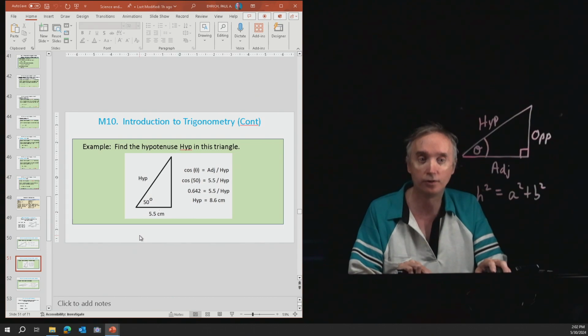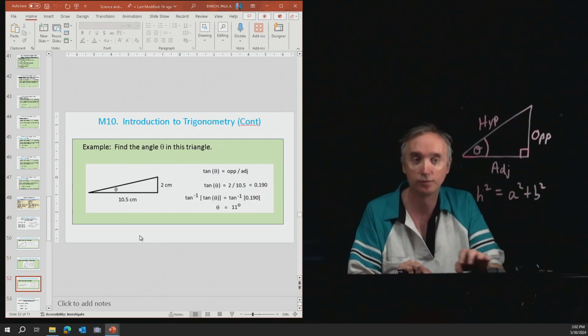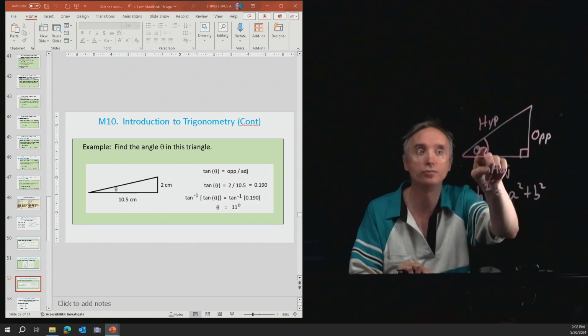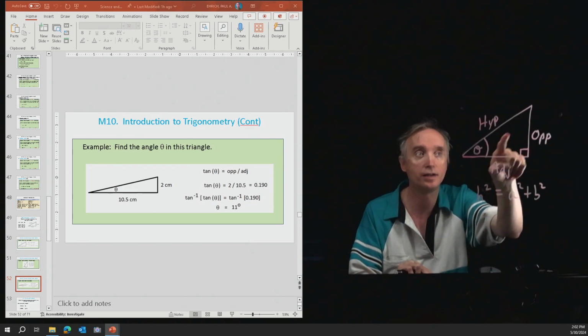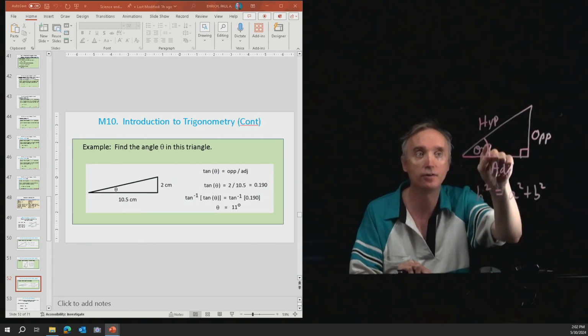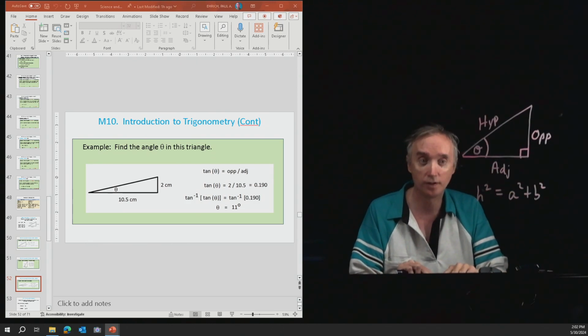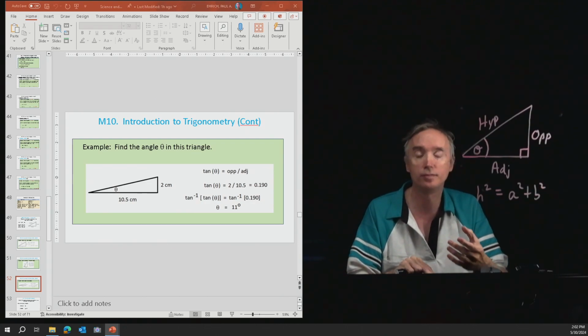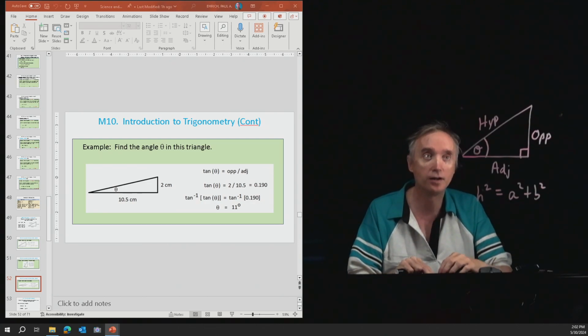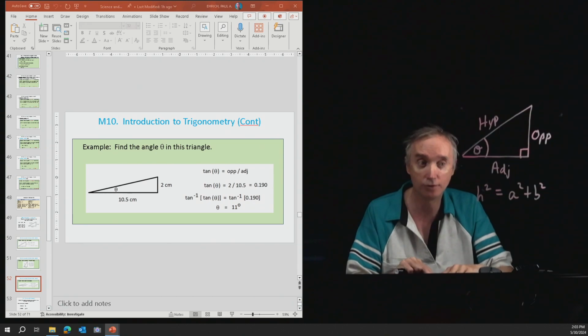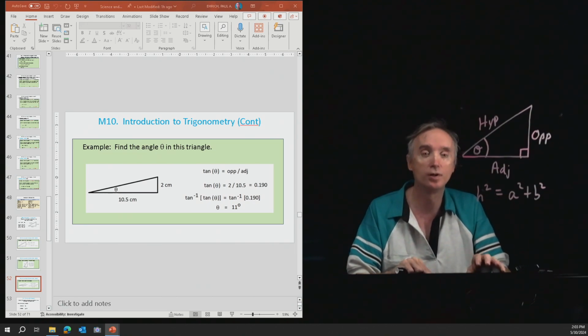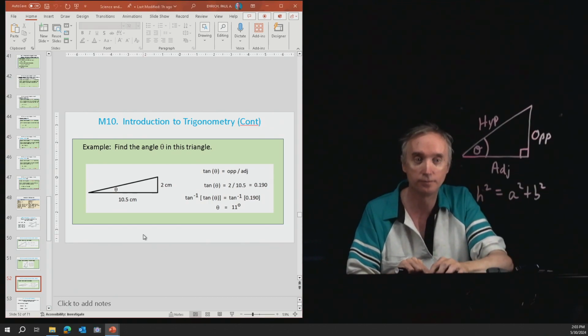All right, for our final example, let's go to this one. And now we don't know the angle, but we do know these 2 sides. And the goal is to figure out the missing angle. Again, the Pythagorean theorem is not going to help us because we're looking for the angle, and the angle is not part of the Pythagorean theorem. So that means, once again, we're going to have to use one of the 3 trig functions.